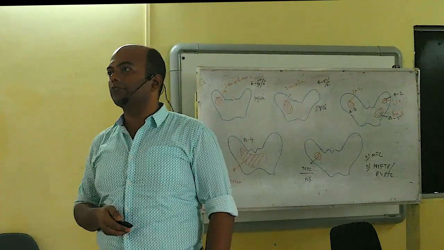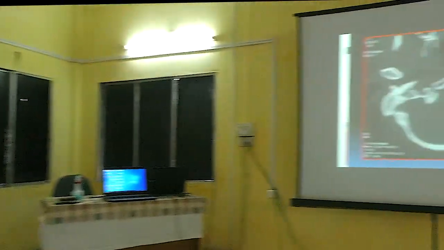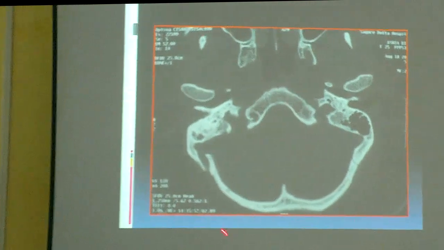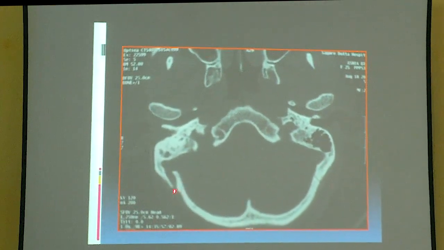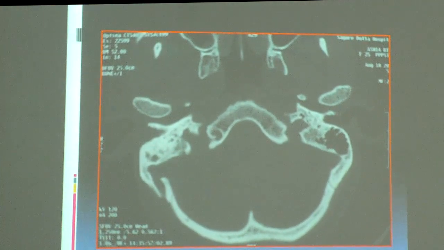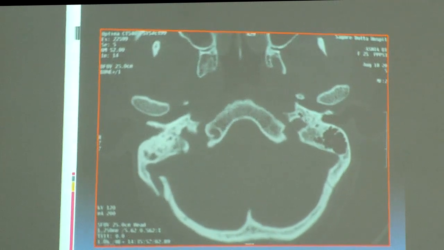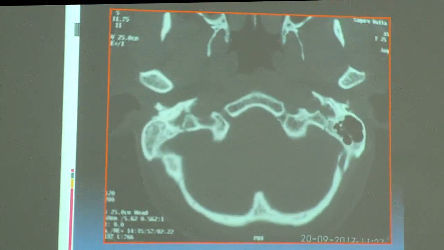the mastoid emissary vein. Because you can see that it is opening, this is the end of the temporal bone and it is opening in the region of the occipital bone, okay. So that is why I put this slide here.